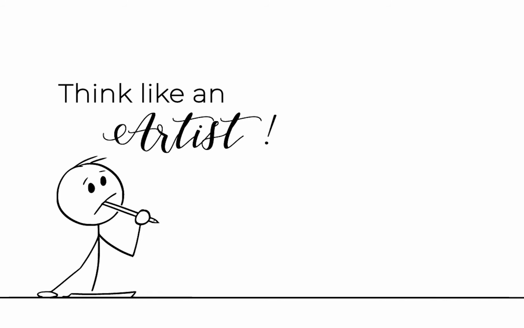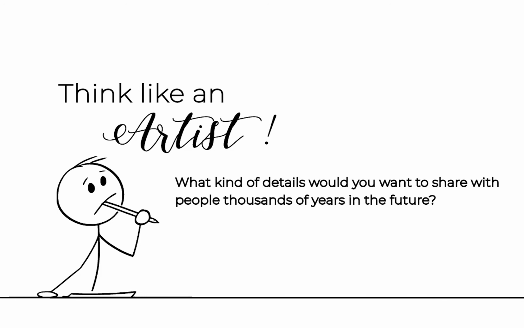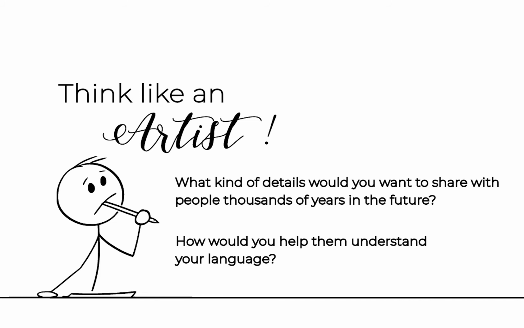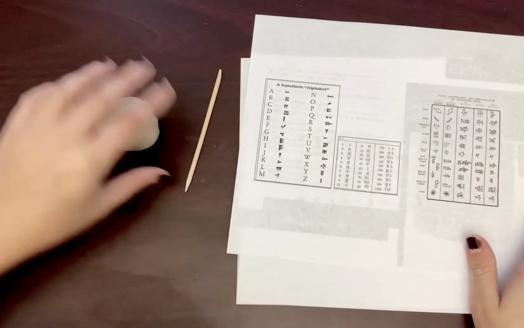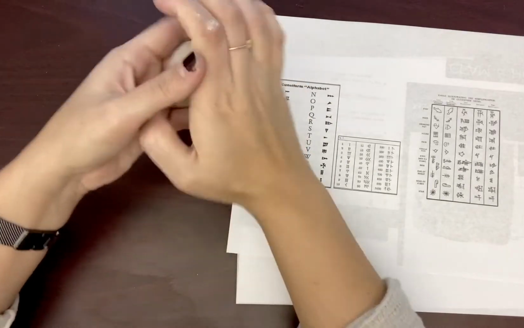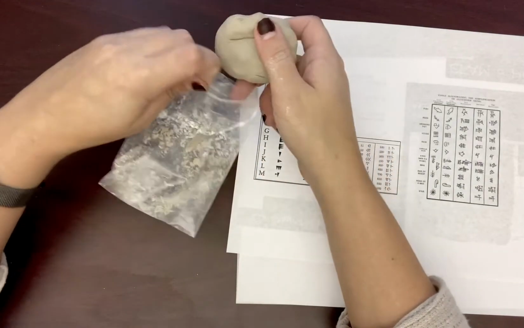thousands of years in the past. What kind of details would you want to share with people thousands of years in the future? If you are developing your own writing system, how would you help them understand your language? While you're planning and writing your story, put away your clay to prevent it from drying out.